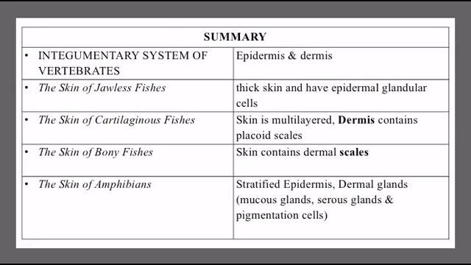Summary of today's lecture. So in this lecture, we studied the integumentary system of vertebrates, and we found that vertebrate skin has two main layers, epidermis and dermis. The skin of jawless fishes is thick. They have thick skin, and they have epidermal glandular cells. The skin of cartilaginous fishes is multi-layered, and their dermis contains placoid scales. The skin of bony fish contains dermal scales. The skin of amphibian is stratified. They have stratified epidermis, and dermal glands are present, like mucus gland, serous gland, and pigmentation cells.